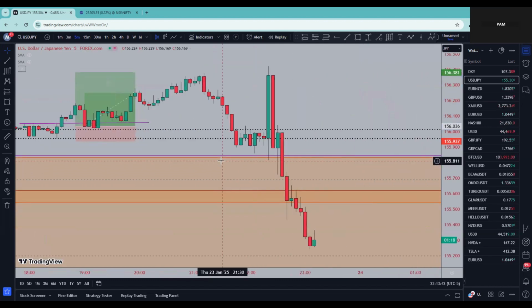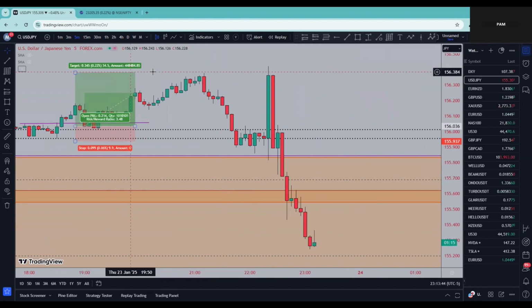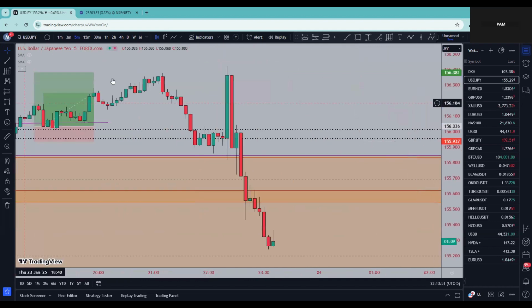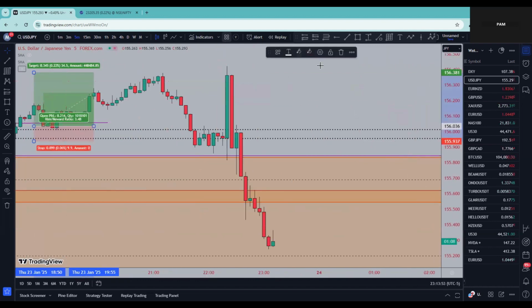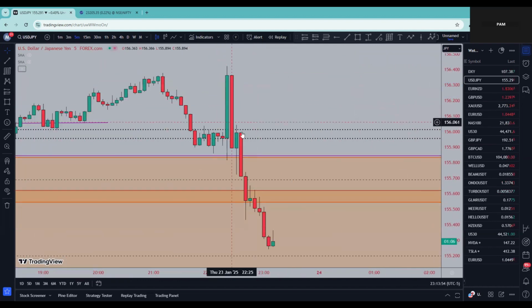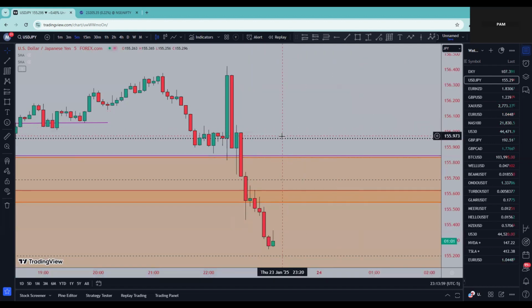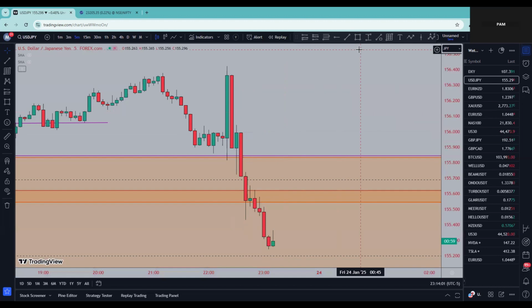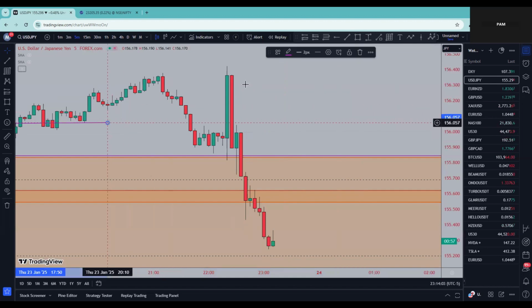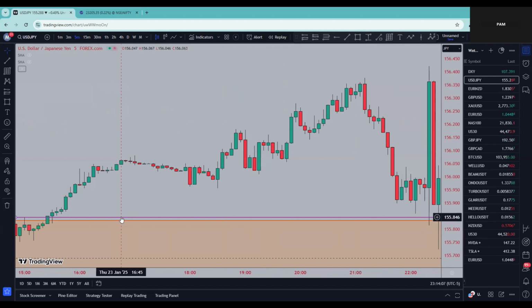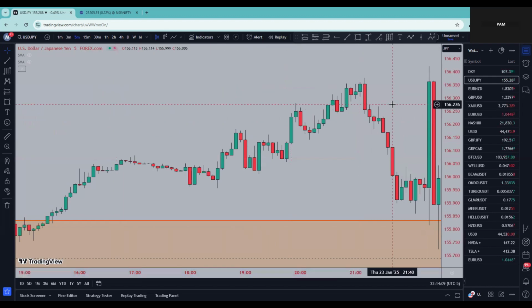Can you see it? Yes. So by now, I'm already out of the trade. But I'm still looking for my buy entry again. Let me take all this out. I'm still looking for my buy entry, another buy entry. So you can take multiple trades just on one asset, on one pair. You can take multiple trades.